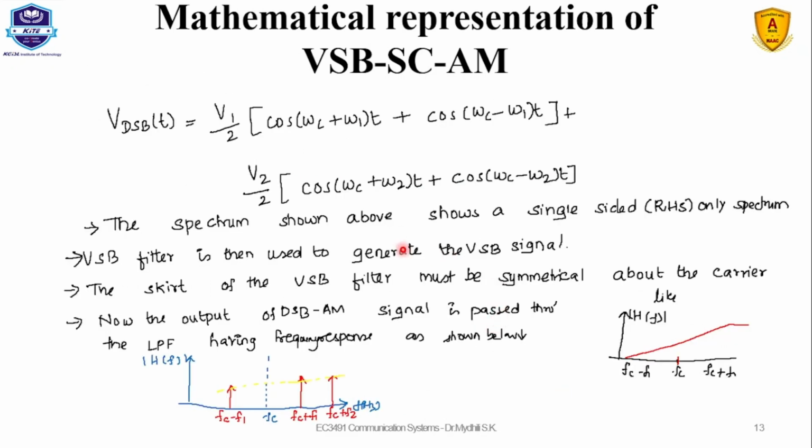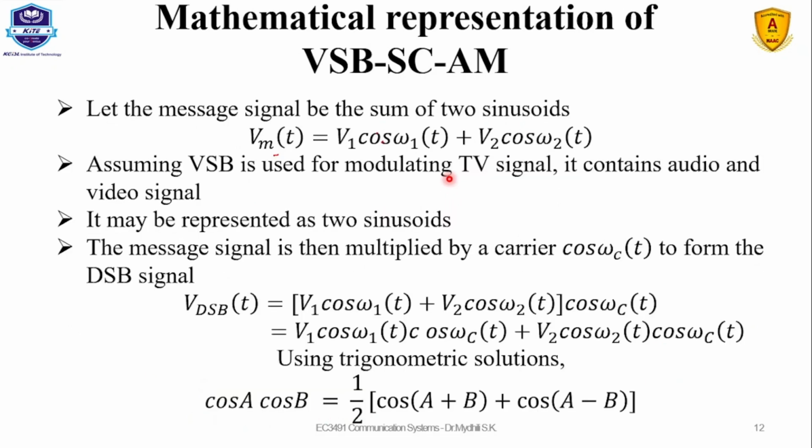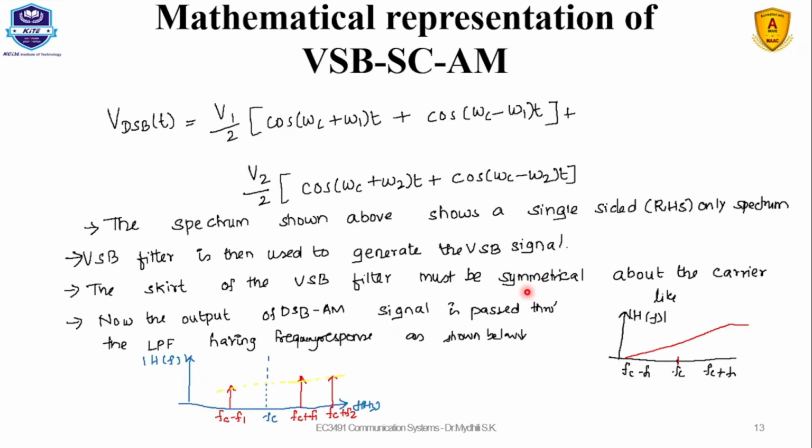So now this can be rewritten as V_DSB equals V1/2 into cos of (omega_c plus omega_1)t plus cos of (omega_c minus omega_1)t, plus V2/2 into cos of (omega_c plus omega_2)t, because we are considering here two terms of omega_1 and omega_2 with respect to omega_c. With respect to the carrier, it gets solved here, and the spectrum for this is shown here.